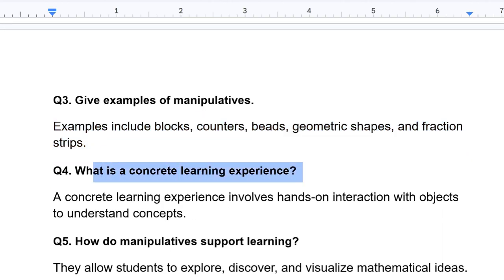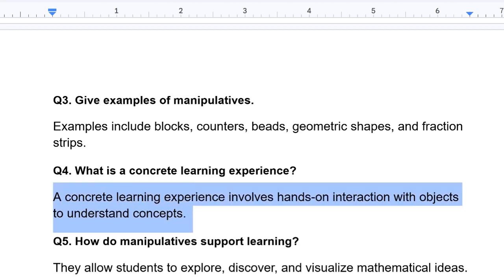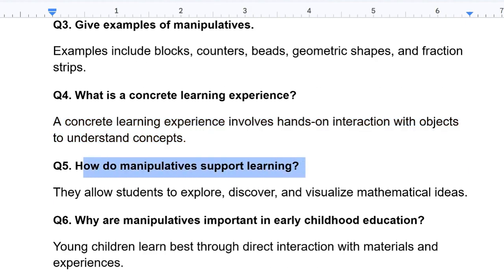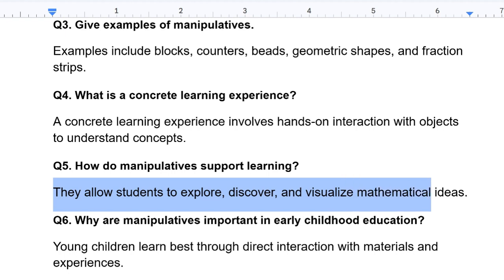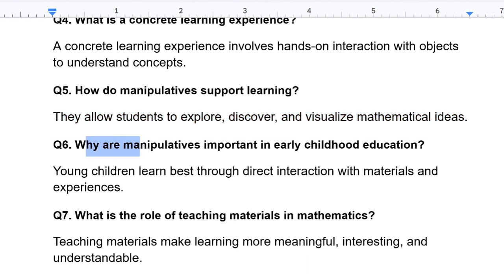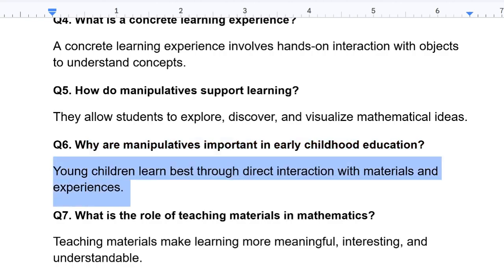What is a concrete learning experience? A concrete learning experience involves hands-on interaction with objects to understand concepts. How do manipulatives support learning? They allow students to explore, discover, and visualize mathematical ideas. Why are manipulatives important in early childhood education? Young children learn best through direct interaction with materials and experiences.